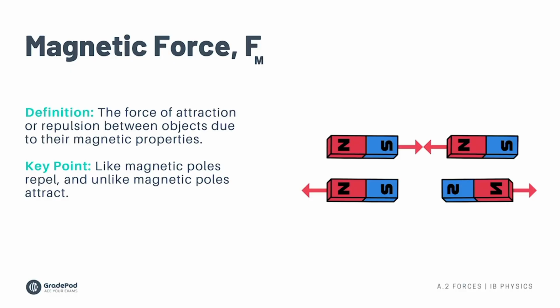Finally, magnetic force, which has the notation F_m. The definition of the magnetic force is the force of attraction or repulsion between 2 objects due to their magnetic properties. And again, just like charges, like magnetic poles repel and unlike magnetic poles attract.